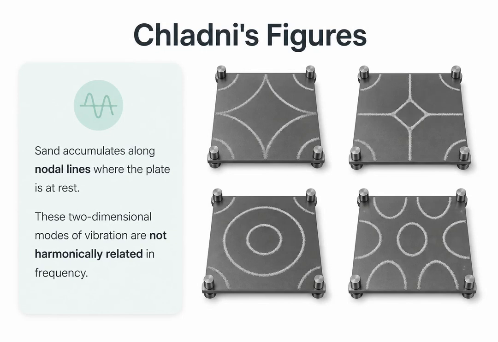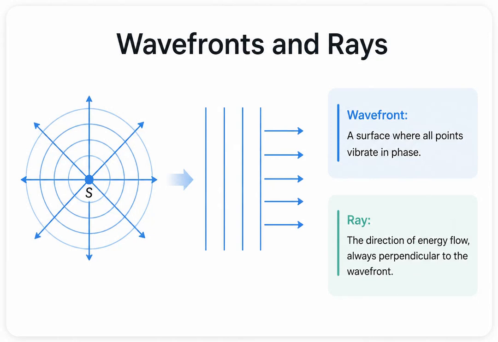To visualize two-dimensional stationary waves, we look to Chladni's figures, first studied around 1790. By clamping a metal or glass plate at specific points, this reveals complex, beautiful geometric patterns. Unlike strings or pipes, these two-dimensional modes of vibration are not harmonically related in frequency. Now, let us transition from sound to optics, where we find deep wave analogies.